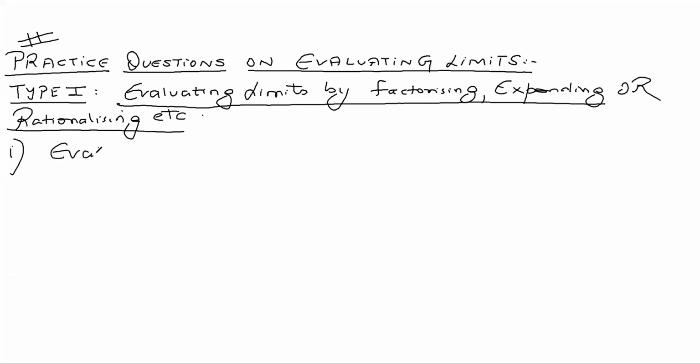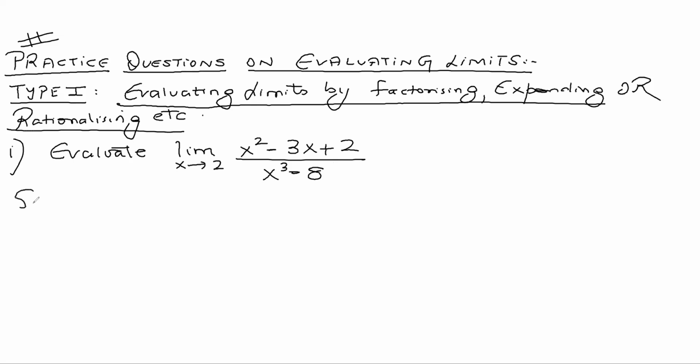Question 1. Evaluate the limit as x tends to 2 of x square minus 3x plus 2 upon x cube minus 8. This is the function which is given to us and we need to evaluate the limit as x tends to 2. Now if we solve this question, what method can we use? We can factorize it further, using middle term splitting and the identities. So let us see what all we can use.